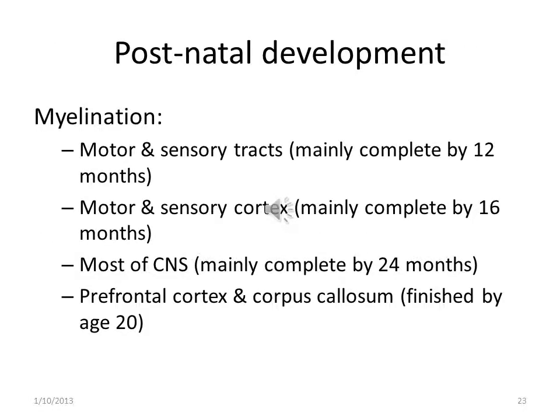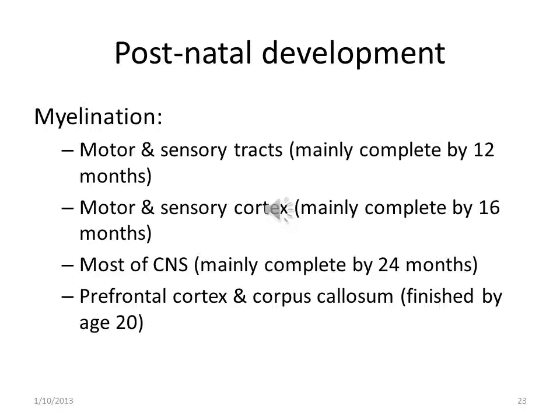This slide describes the time frame for myelination to be completed within the central and peripheral nervous systems. As you can see here, the tracts in the spinal cord are mainly myelinated by about a year of age. Motor and somatosensory cortex take a little bit longer, should be complete by about 16 months of development, and the rest of the CNS is mostly myelinated by age 2.